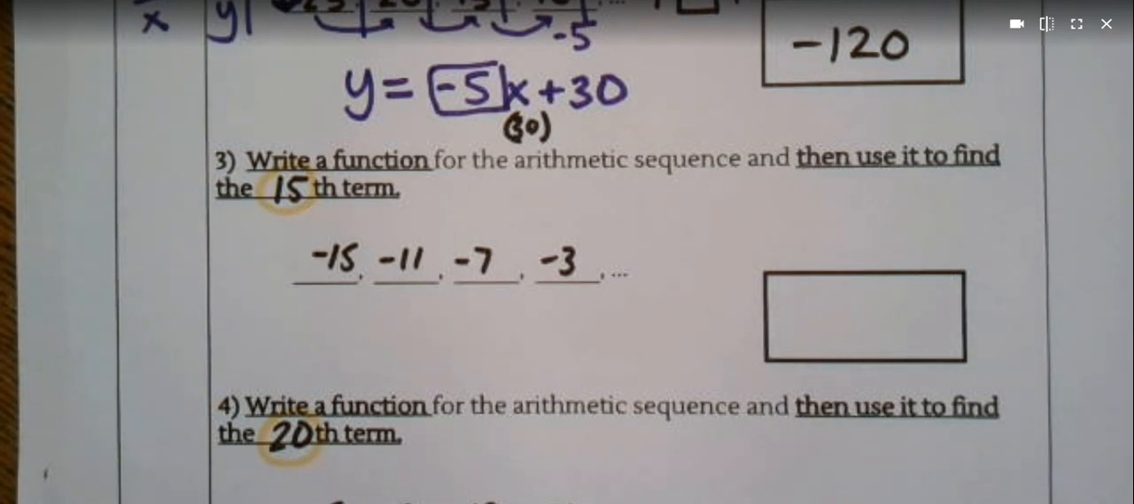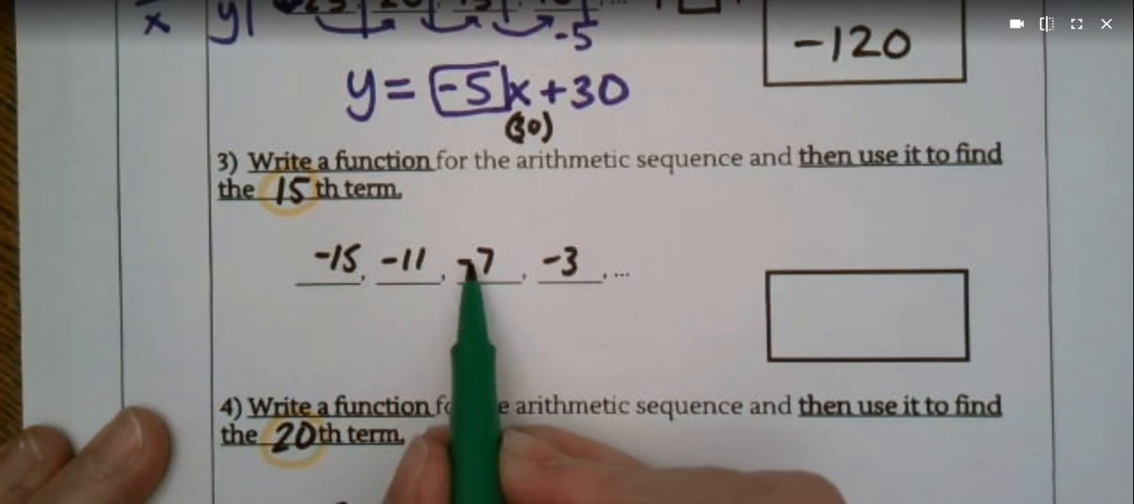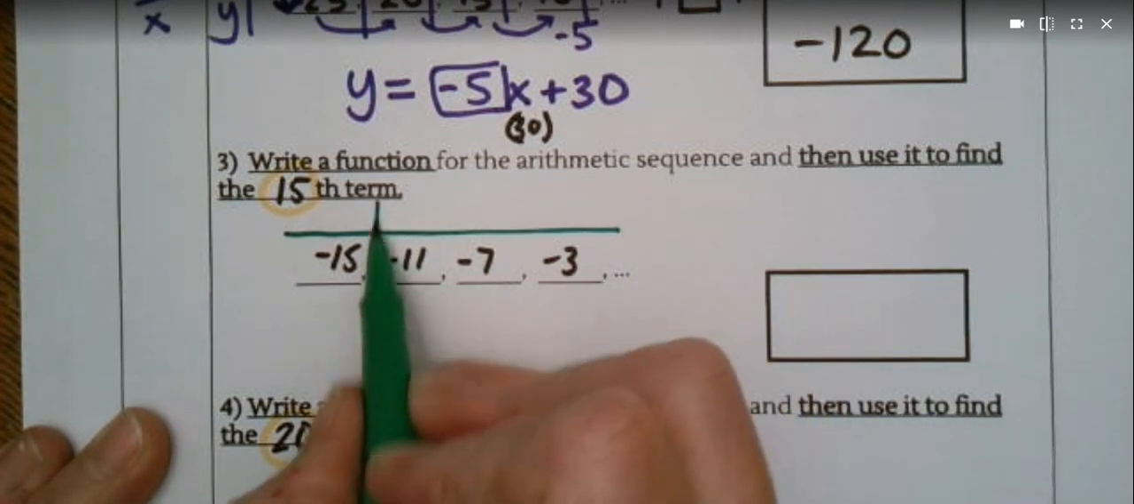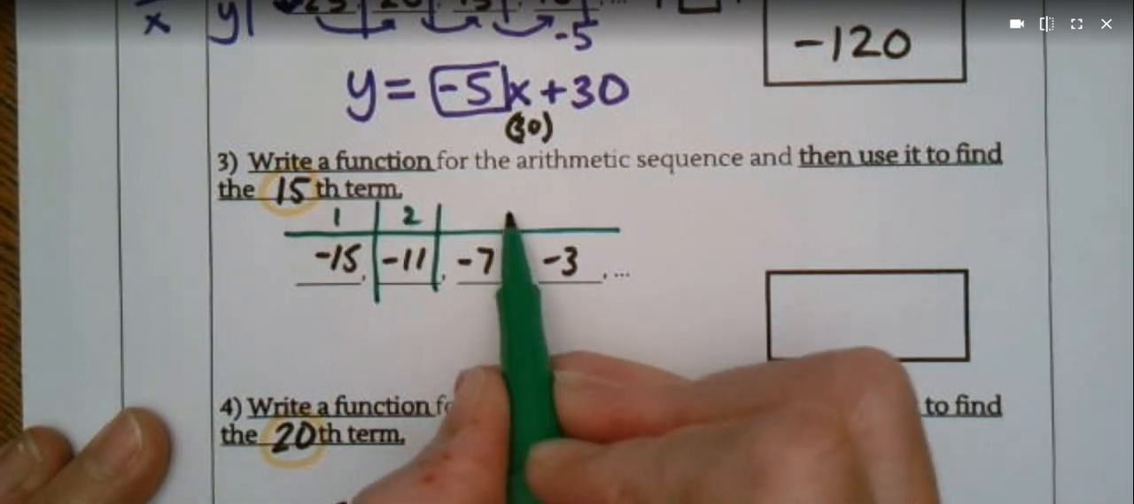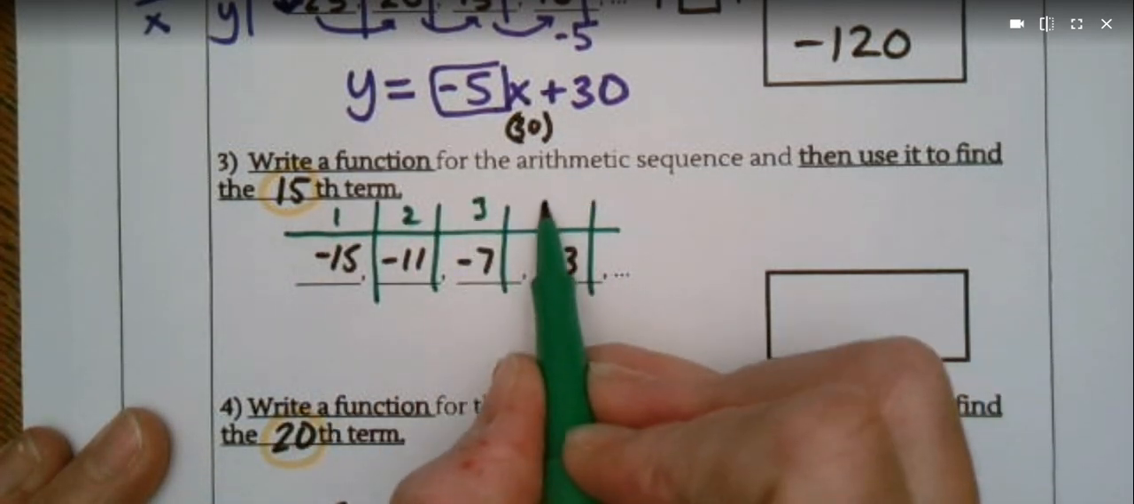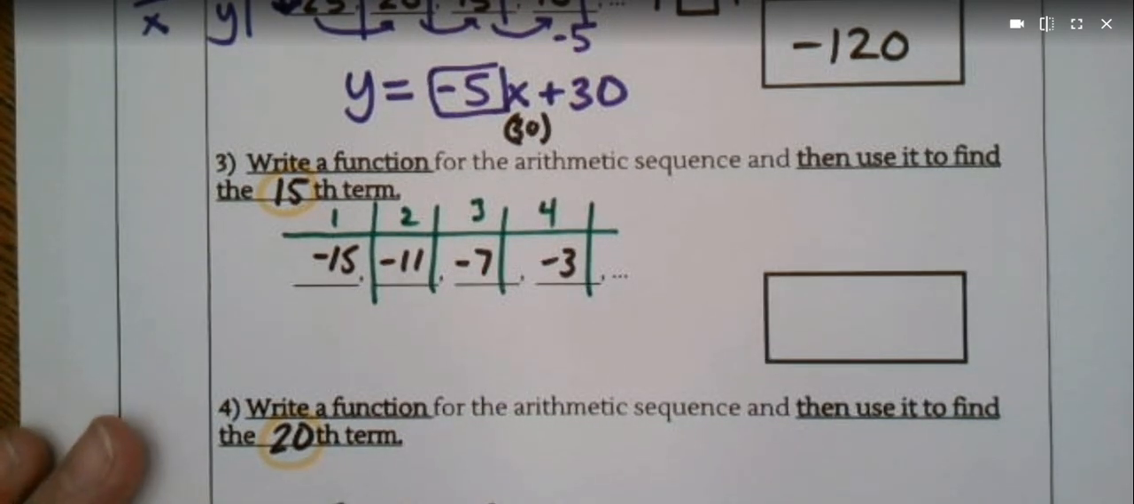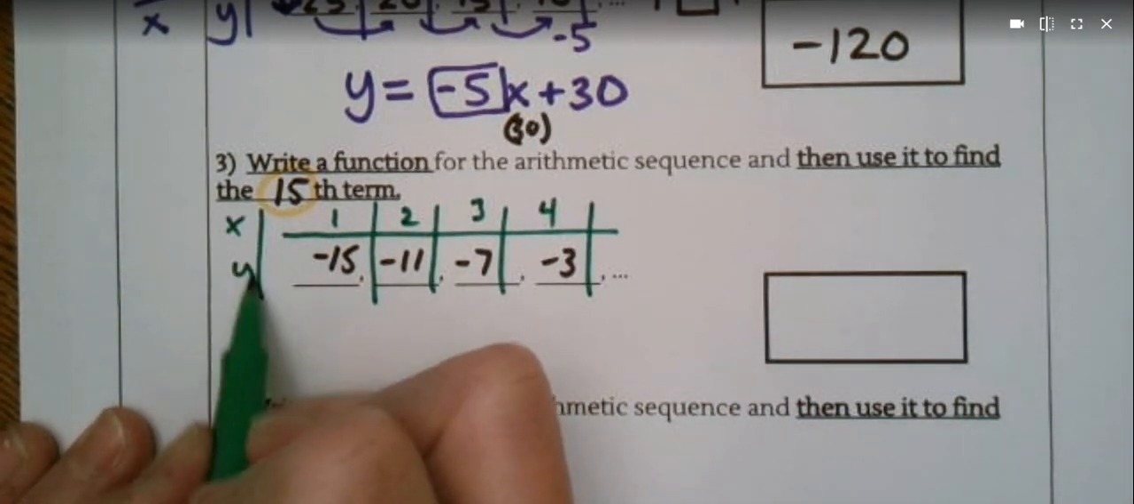Let's try number 3. Go ahead and fill in the sequence in your notes. We're going to use the function rule that we write to find the 15th term. Okay, term 1, term 2, term 3. If it helps you, I really encourage you to put this in a table. So here I'm putting it in a table. Remember, this is x, this is y.